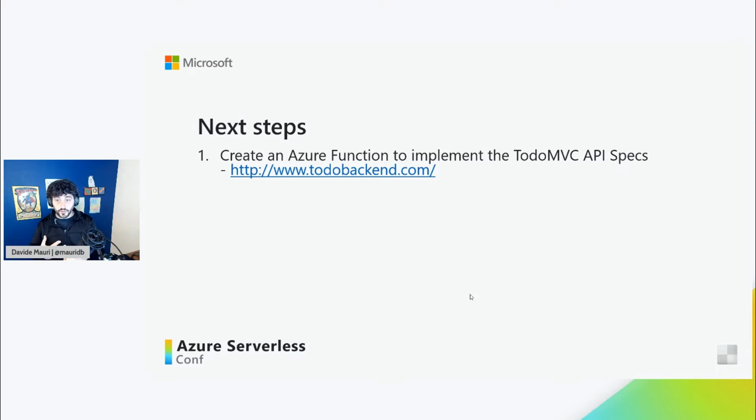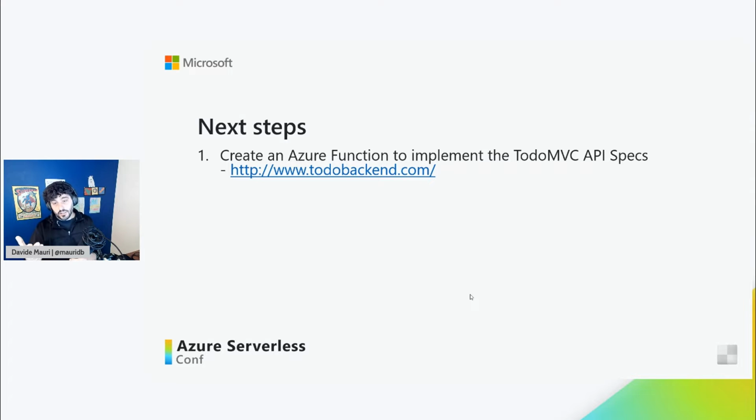So create an Azure function to implement the To-Do MVC API specs. Of course, the front end will be sending some JSON, but how should we manage that JSON? Should we support a GET, a POST? How shaped is the JSON that we are going to receive, and how the JSON should be shaped to be correctly manipulated by the front end.